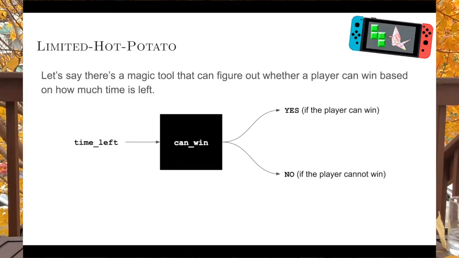Well, if you think about it, the only thing that matters in this game is how much time you have when you receive the potato. Based on that, you should be able to figure out if you can win or not. So let's say we have a magic tool called Can Win. On the slides, this is indicated by a black box. And this function, our tool, can tell us whether a player can win, given just the time. So clearly, if we know how this tool works, we can use it to our advantage to win the game.